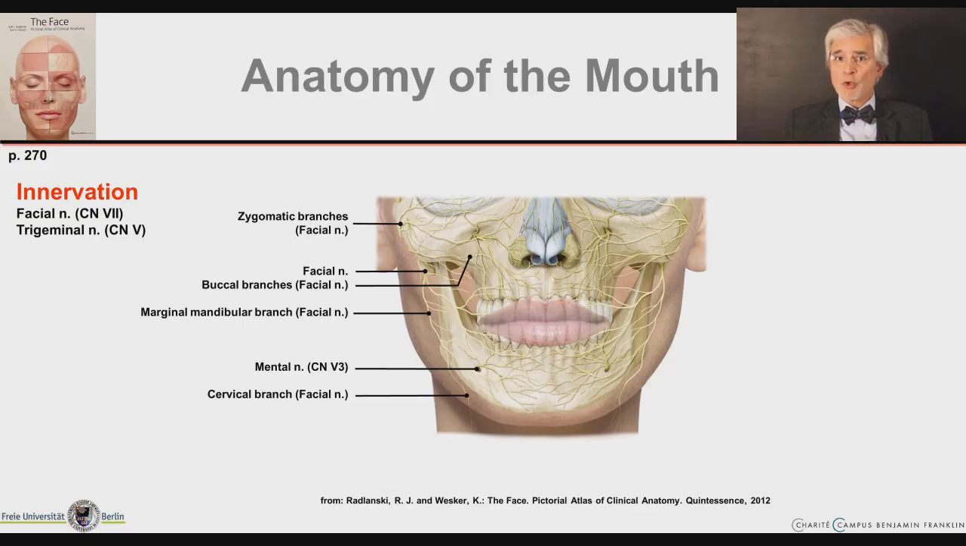Now, of course, we have to be careful not to confuse the innervation from the facial nerve with that of the trigeminal nerve. The mental nerve here is a branch that comes out of the mental foramen, which is a continuation of the inferior alveolar nerve and thus from the trigeminal nerve. And also the infraorbital nerve belongs to the trigeminal nerve. This nerve gives off the branch to the lower eyelid, the palpable branch.